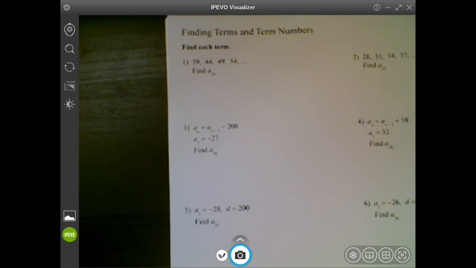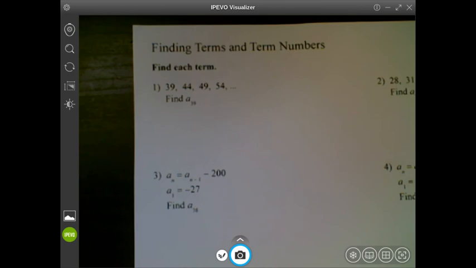Right, welcome back. Hopefully those recursive formulas went okay for you. So today what we're going to work on is finding different terms and finding term numbers. We're just going to work through a bunch of these. Really, you're going to use your explicit formulas a lot for arithmetic and geometric. But there might be some slightly more difficult situations that are a little bit trickier to write those equations or figure out what exactly is going on.